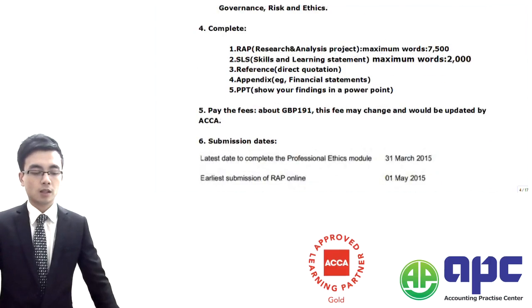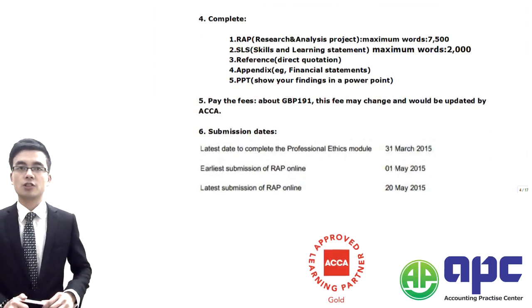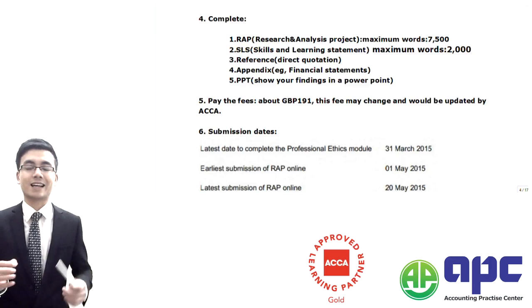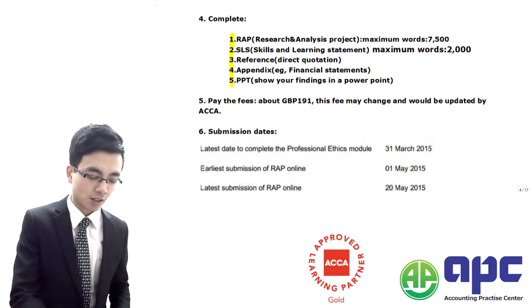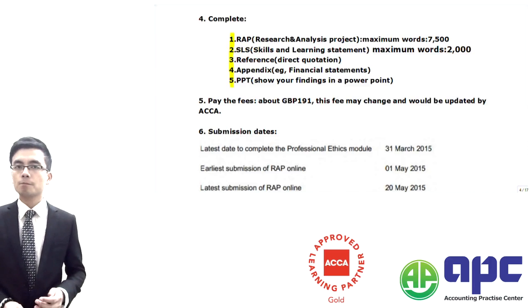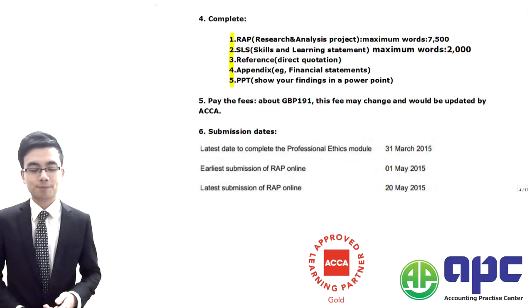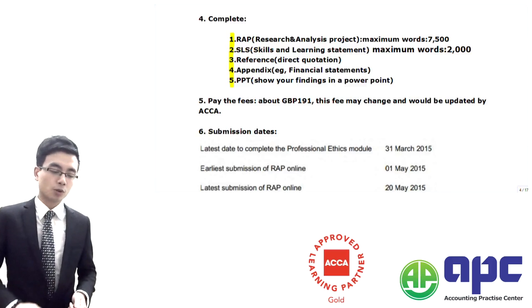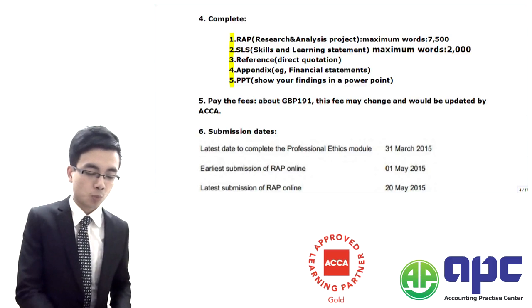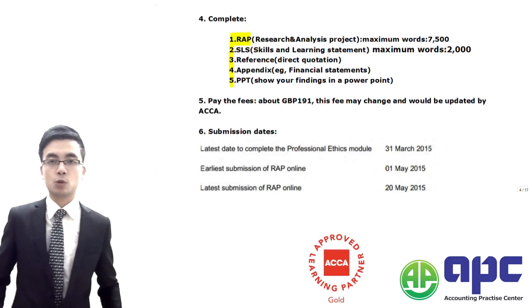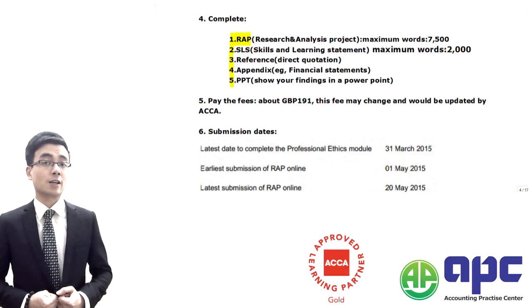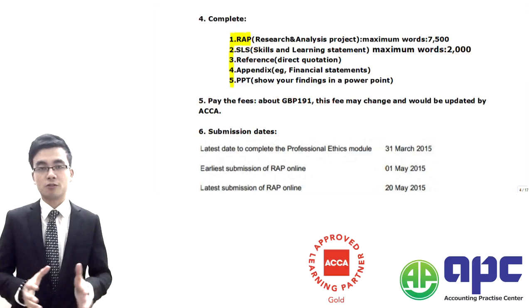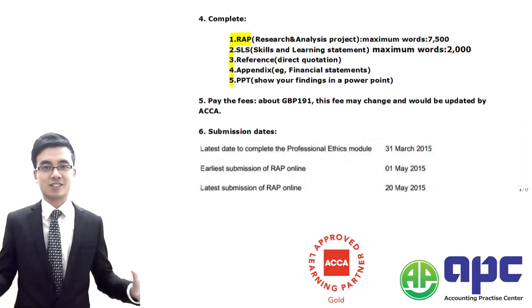So the fourth thing that we're going to do in order to succeed in the project is that we're going to deal with these five aspects. Absolutely important five aspects. The most important aspect is the RAP, which is the Research and Analysis Project. You are given 20 topics by the ACCA. You can choose one of them. That's just that.